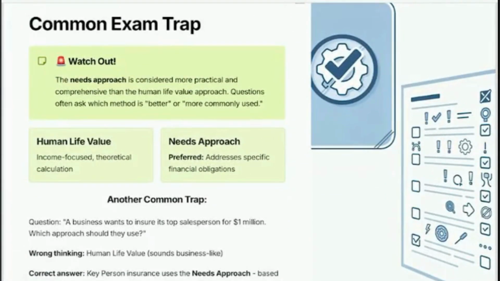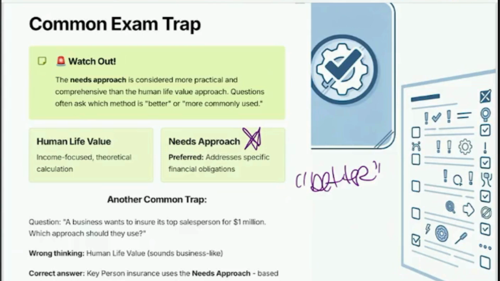Common exam trap. Watch out, the needs approach is considered more practical and comprehensive than the human life value approach. Questions often ask which method is better or more commonly used. So human life value is an income-focused theoretical calculation. The needs approach is preferred, it is more practical, it's going to address specific financial obligations. It's going to be the better one, right? Quote unquote better. Everybody's going to have different needs.